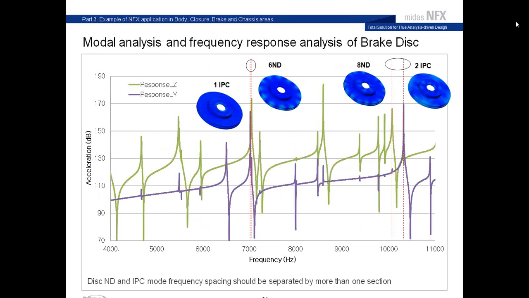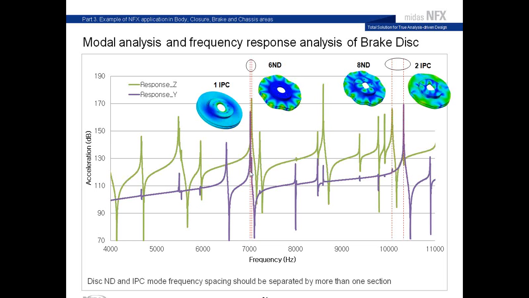So let me explain a bit how you can read this result. The response to the Z direction load is in green, and the response to the Y direction load is in violet. So actually, where you have a peak like that means that you are in a mode shape of the brake disc.